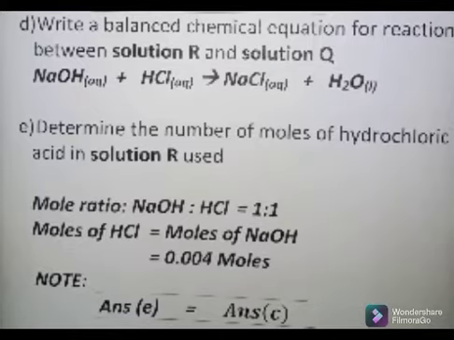We are supposed to determine the number of moles of hydrochloric acid, that is solution R, that was used. We can only get the number of moles of HCl that was used if we use the mole ratio. The mole ratio is 1:1, and that tells you the number of moles of HCl is equal to the number of moles of sodium hydroxide in part D. So the two answers are equal. So the moles of HCl is 0.004 moles. We go to part F.